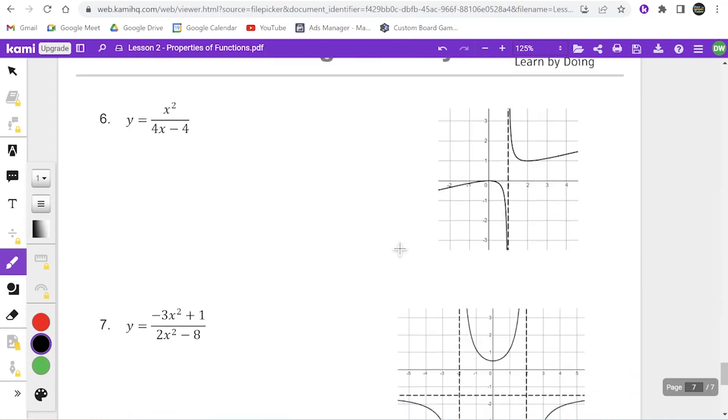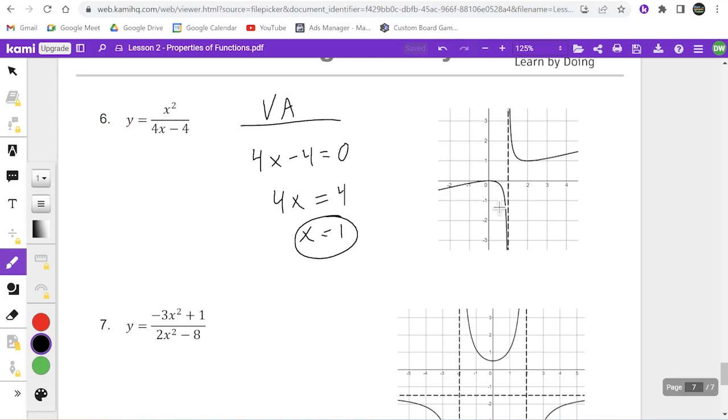Okay, next. Number 6. y equals x squared over 4x minus 4. This time I'll find the vertical asymptote first, since it doesn't matter. So all that means is I'm setting the denominator equal to 0, 4x minus 4 equals 0. You add 4 to both sides, 4x equals 4, x equals 1, and there's your vertical asymptote. As you can see on the graph, I do have a vertical asymptote at 1, so that's good.